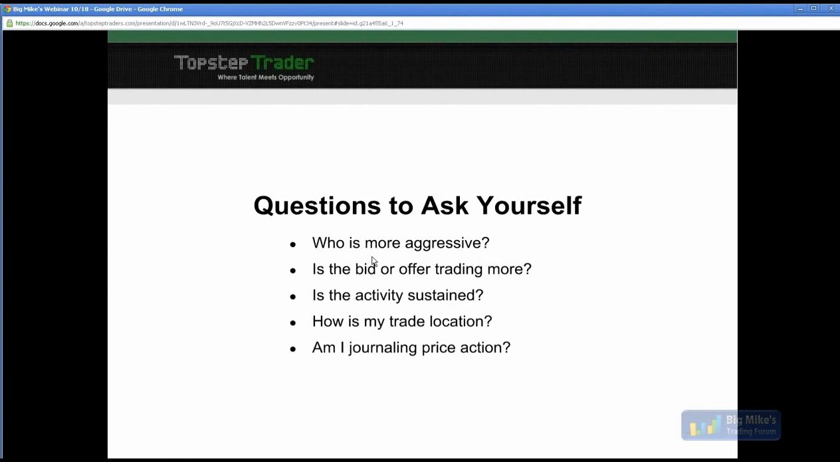Your trade location. How is my trade location? To those who know me, know that I'm always a stickler for trade location. I'm always looking for the best location to take trades. And as the market approaches a good trade location, that's when my radar goes up and I really begin to focus on the activity in the dome and time and sales.